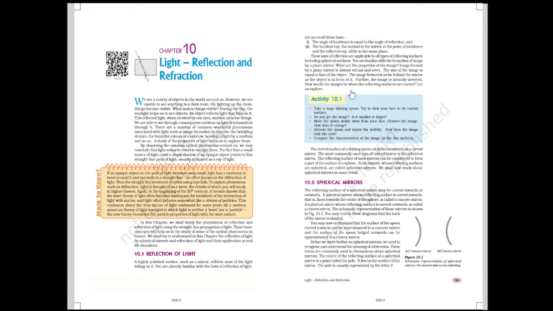This chapter is divided into two sections: light reflection and refraction, and the second, chapter number 11, which is basically based on an application of light, that is the human eye. In this chapter, we will study the phenomena of reflection and refraction of light using the straight-line propagation of light. These basic concepts will help us in the study of some of the optical phenomena in nature. We shall try to understand in this chapter the reflection of light by spherical mirrors and the refraction of light and their applications in real life situations.